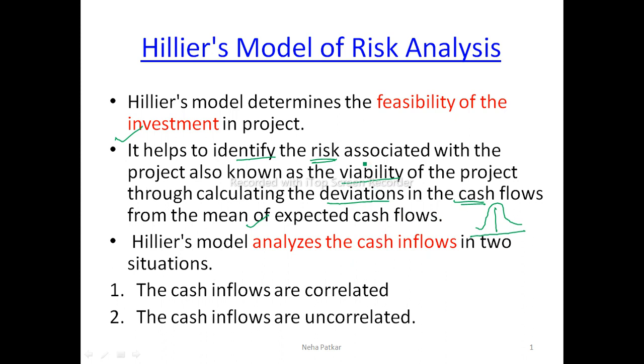And Hillier's model analyzed the cash flow in two situations. What are these situations? First is correlated and second one is uncorrelated. Correlated means the result of past year affect the future result. How?